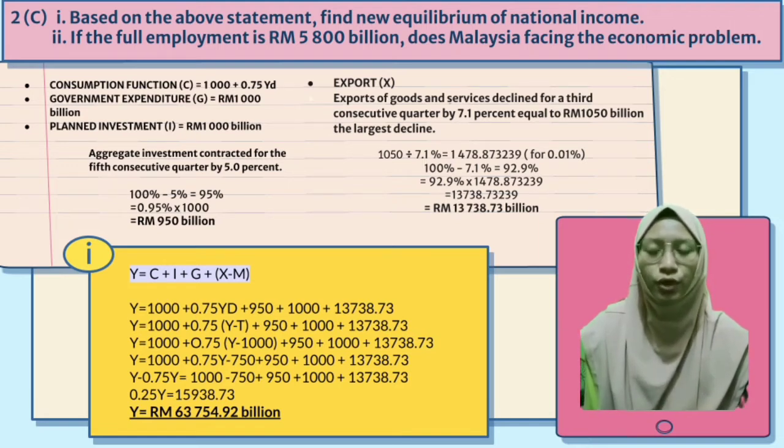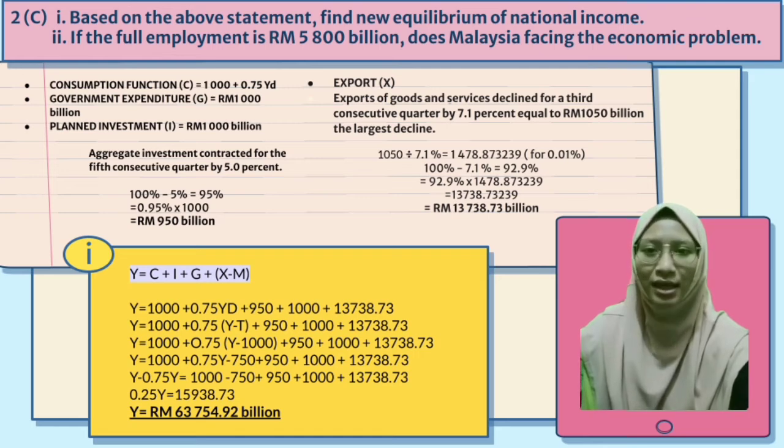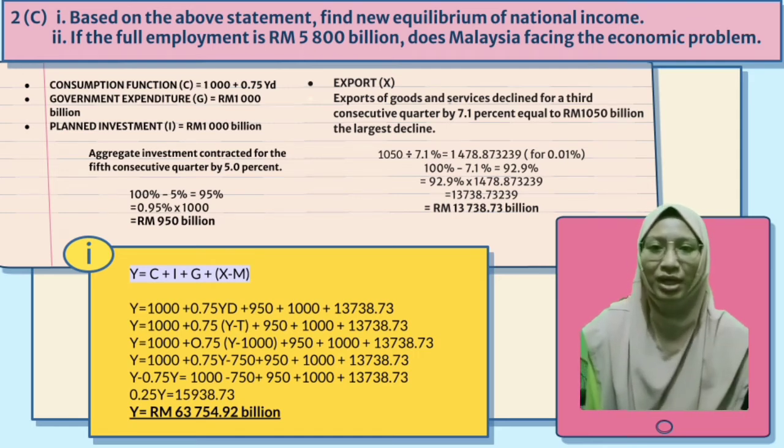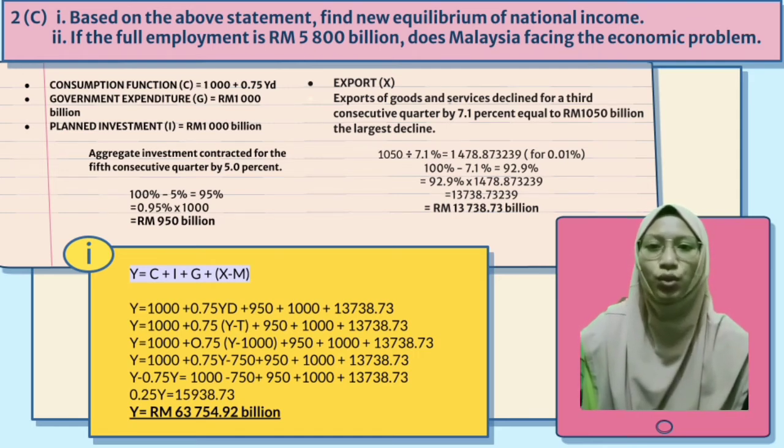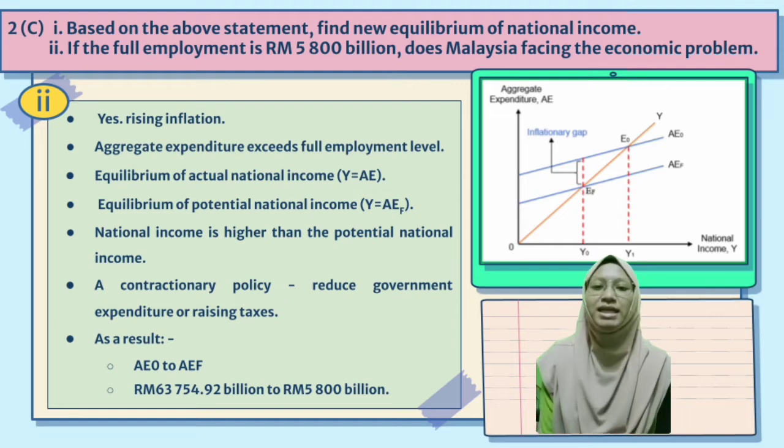For this question, find the new equilibrium of national income. We need to use the formula from the 4 sector economy, which is Y equals C plus I plus G plus X minus M. And in addition, we have no import value, so just plus export. Then fill the formula with the values we got earlier, and the value of the new equilibrium of national income is 63,754.92 billion ringgit. For this question, the answer is yes.